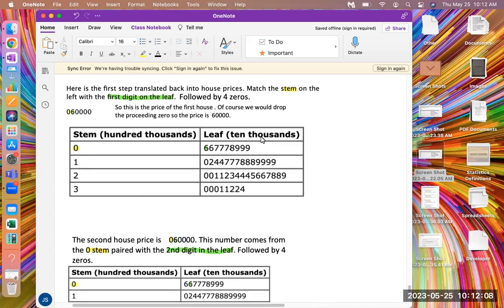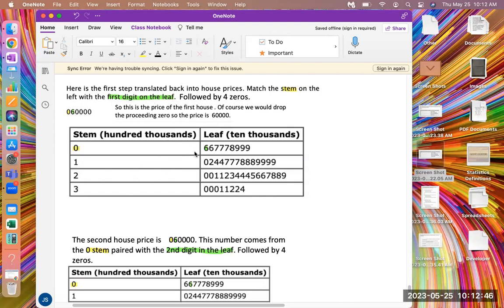So what that means is we'll see in a minute, but if I want to make this digit, this 6 in the 10,000s place, I would have to add 4 zeros to it. You just have to add zeros to the end of your number after you start putting together these stems and leaves. Then you have to add the right amount of zeros so that the stem and leaf will be in the right place value. So here is the first step that you would do to translate this back into real numbers.